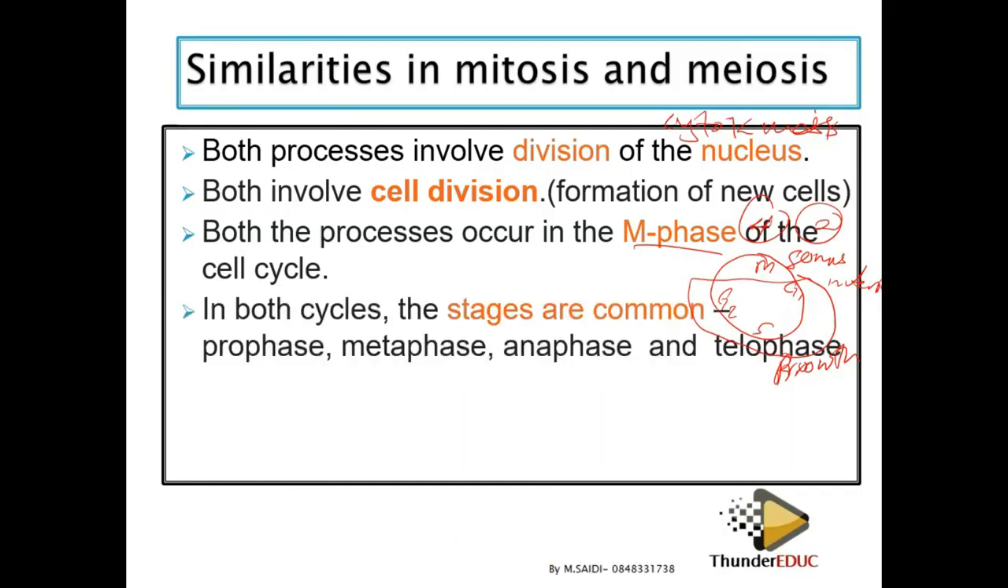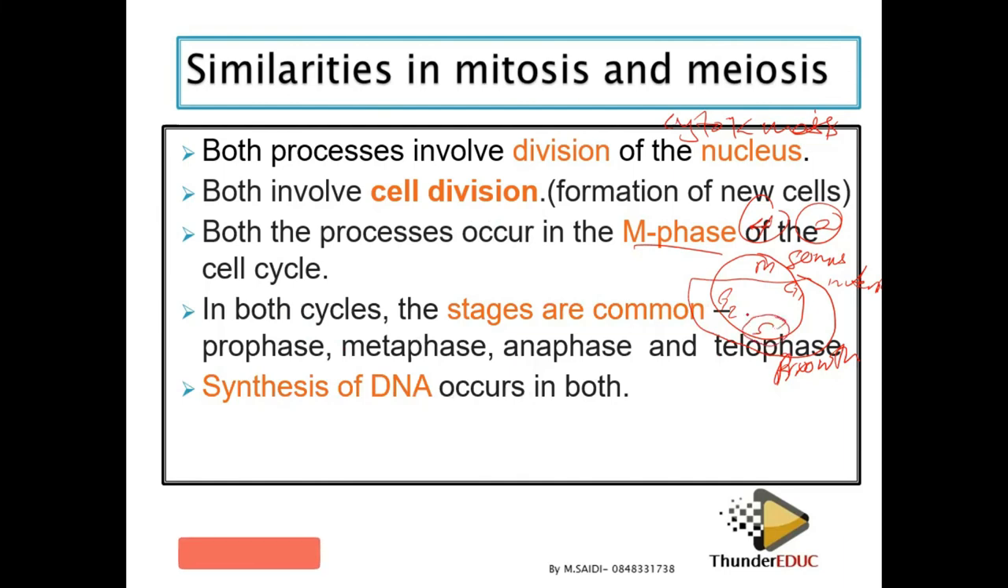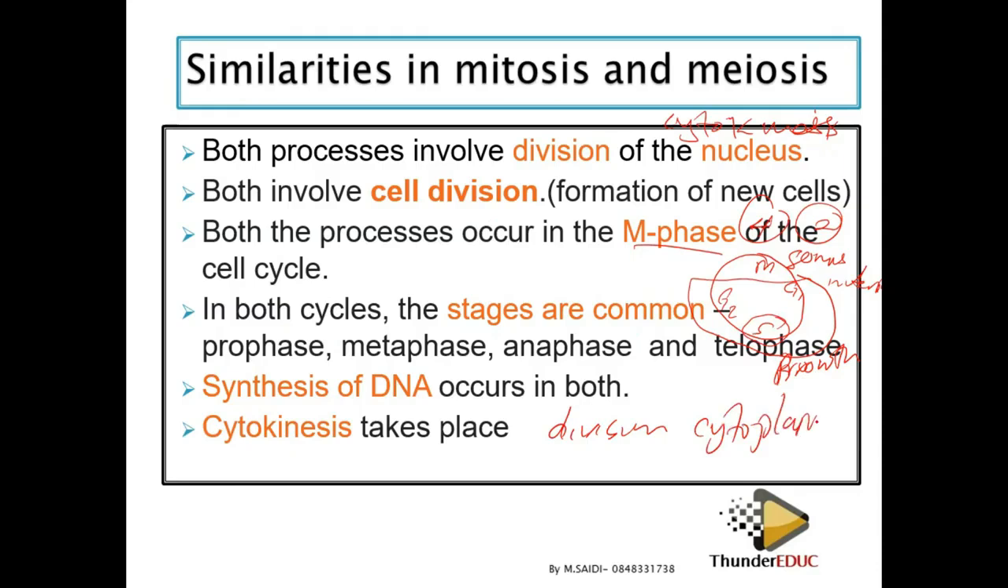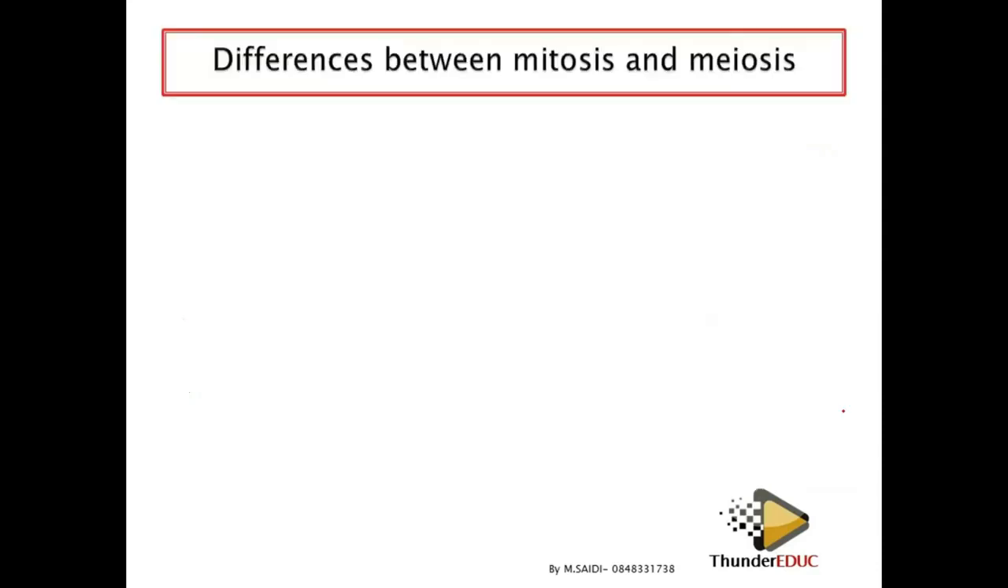All right. In both cell cycles, the stages are common. You have prophase, metaphase, anaphase, and telophase, both in meiosis and in mitosis. There is synthesis of DNA in both. You find the synthesis of DNA in interphase, in the S phase, which you call synthesis. That's where the organelles and DNA are being synthesized. Cytokinesis, division of the cytoplasm. Yes, cytokinesis occurs in both cells.